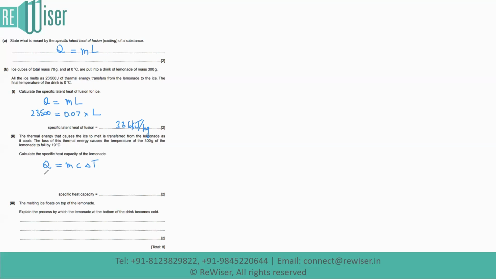So here Q is again taken from the previous part, 23,500. M is given as 0.3 kilogram. C is an unknown yet to be found out. Change in temperature is 19 degrees Celsius. Simplifying this and making C the subject of the equation, we get the specific heat capacity to be 4,100 joules per kilogram. Moving on to the last part.